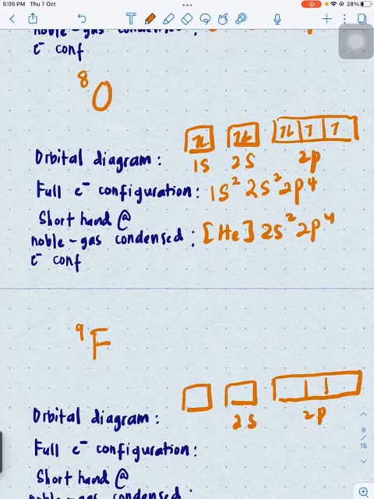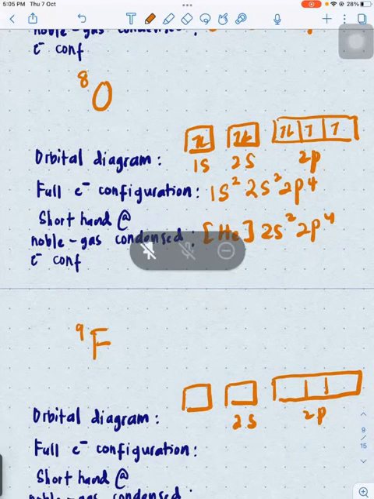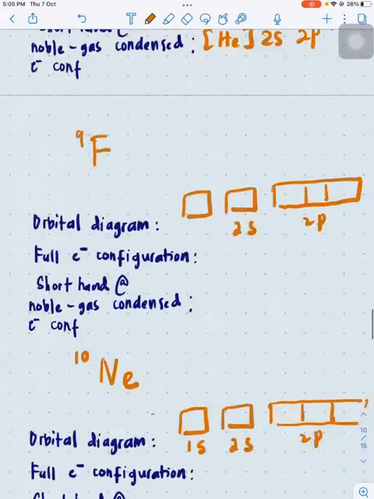Alright, so now let's move to fluorine. Dia tengok Ahmad Aiman ni selalu keluar masuk. Dia punya internet tak okey.